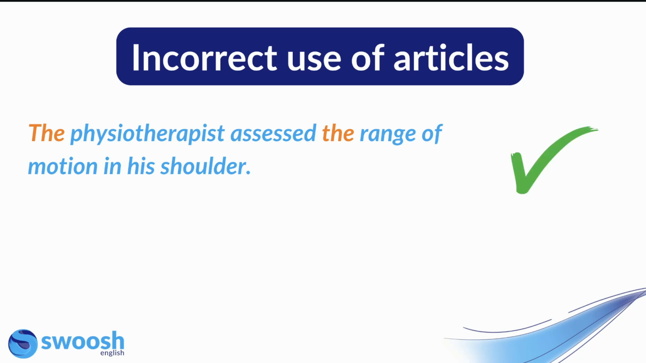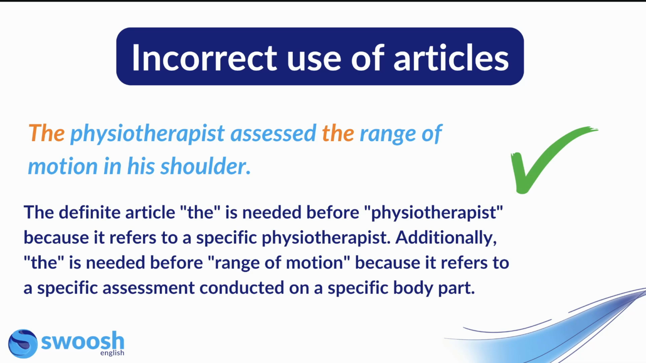This is correct. Why? Well, the definite article there is needed before physiotherapist because it refers to a specific physiotherapist. Also, it's needed again before range of motion because we're referring to a specific assessment conducted on a specific body part. So make sure that you are familiar with the rules of using articles. One of the main reasons why people make this mistake in their OET letter is because they copy the information directly from the case notes without thinking about how it needs to be expressed in a proper grammatical sentence. So when you are transferring information from case notes to your letter, just think about what else is needed, especially articles, and just make sure that you don't fall into the trap of making that particular grammar mistake.